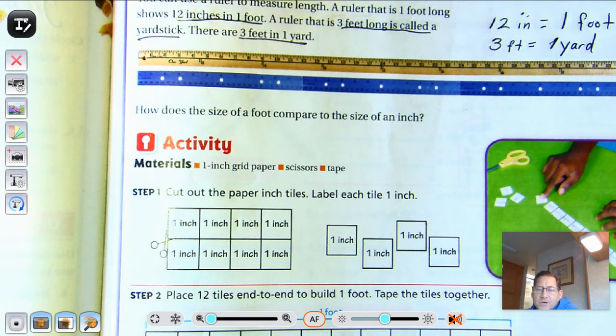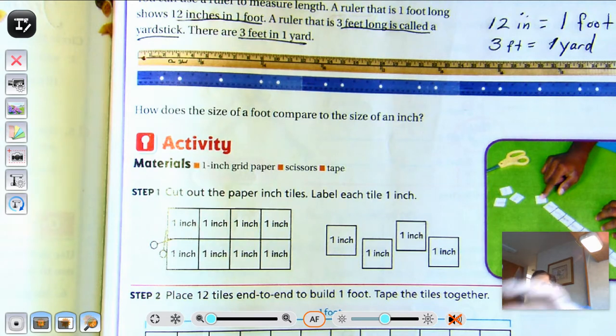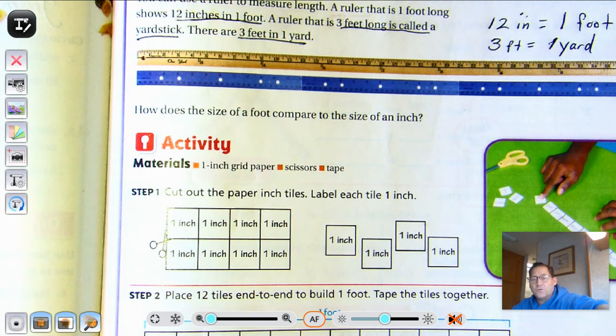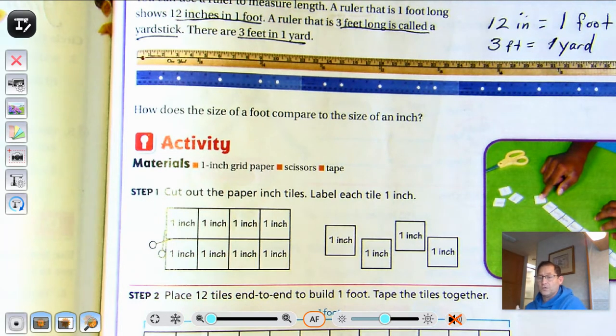How does the size of a foot compare to the size of an inch? Well, if you want to do this activity, this is how you would do it. Okay, you're going to get inch grid paper. You'll need scissors and some tape. You're going to cut out the paper inch tiles. You're going to label each tile 1 inch. And you'll notice there are 2, 4, 6, 8, 10, 12 separate 1 inch labels. And that makes sense. There's 12 inches in 1 foot. So in one ruler, there will be 12 inches.